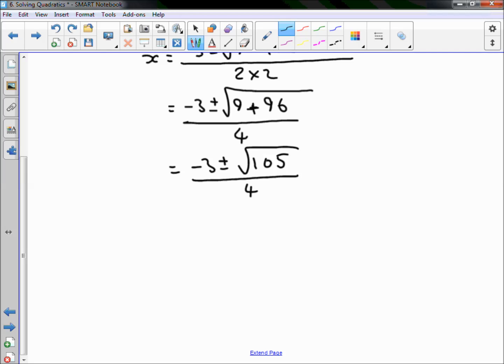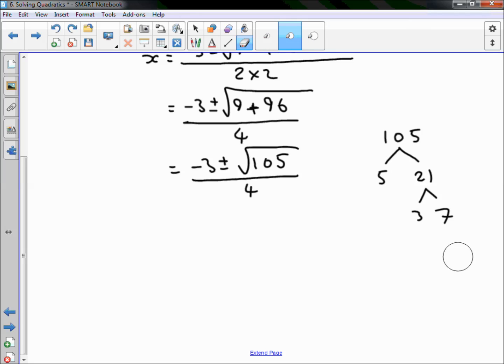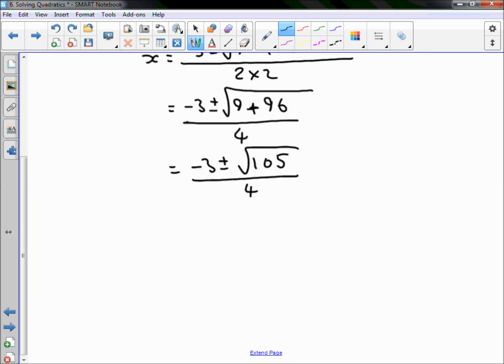Does the square root of 105 simplify at all? 105, 5 will go in 21 times, and 21 is 3 times 7. Nope, it has no square factors. See, I taught you factor decomposition for a reason at GCSE. So there we have it. x is going to be minus 3 plus or minus the square root of 105 all over 4.